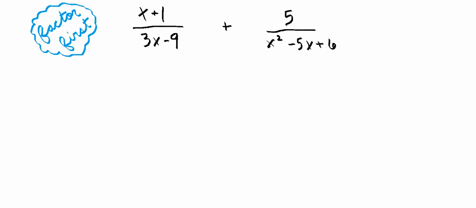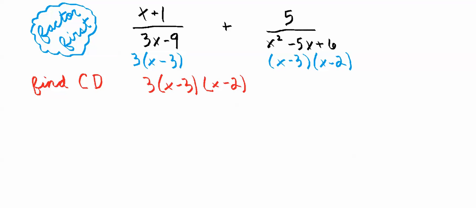So for our first one, we can factor out the 3, and we get 3 times x minus 3. And for x squared minus 5x plus 6, we know we need to find two factors that when multiplied equal positive 6, but when added equal negative 5. So we get the factors x minus 3 times x minus 2.